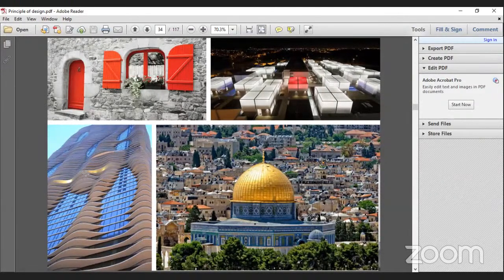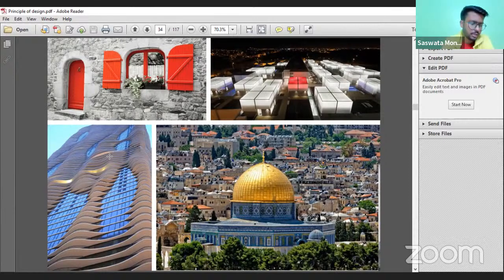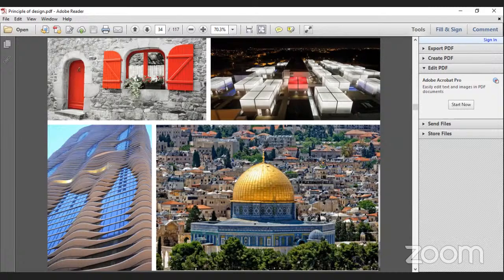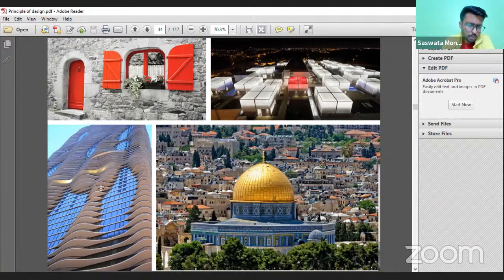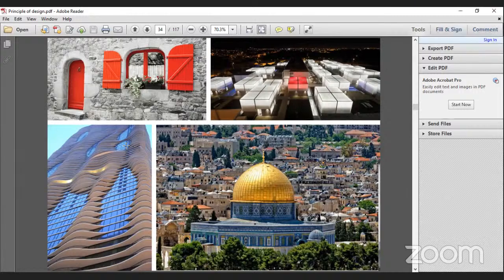Guys, can anyone tell how we get to see emphasis in this left-hand structure? That layered structure. You're talking about these protruding structures which are coming out and drawing your attention, right? Yes, exactly. You are right.